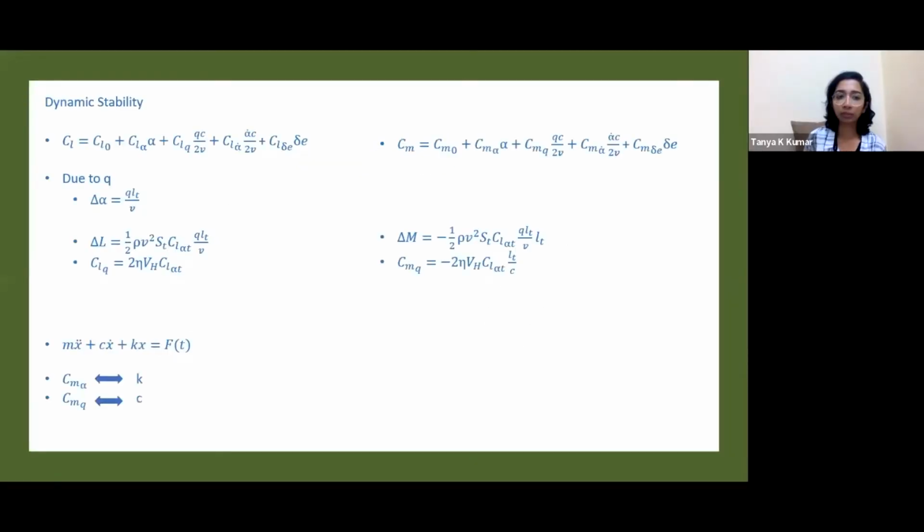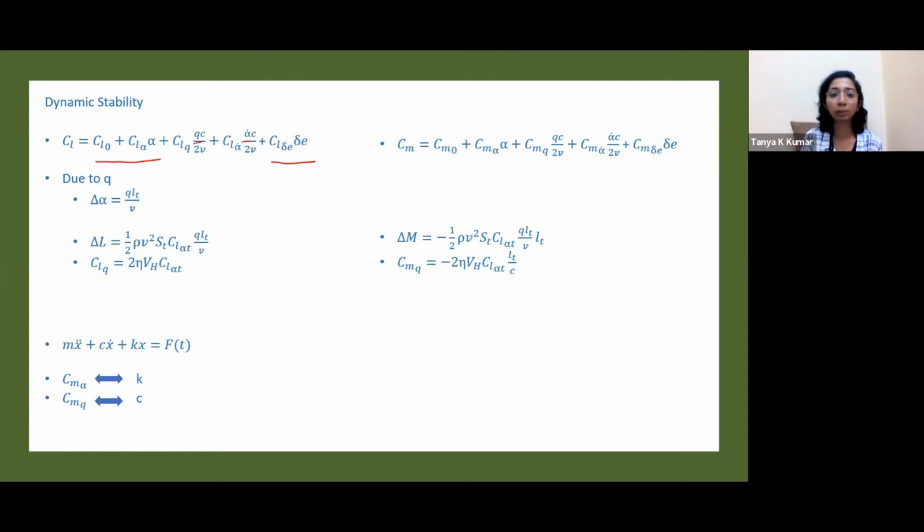So just a brief recap of dynamic stability. Till now we were discussing static stability. For dynamic stability of an aircraft, we have two new terms involved. CL is the coefficient of lift. Until now we were discussing only CL naught and CL alpha into alpha, and the control term CL delta E into delta E. Two new terms have been introduced for dynamic stability, that is with respect to Q and alpha dot. What is dynamic stability? Dynamic stability is the tendency of an aircraft to go back to equilibrium when subject to a disturbance, and whether or not it goes back to equilibrium over a period of time.